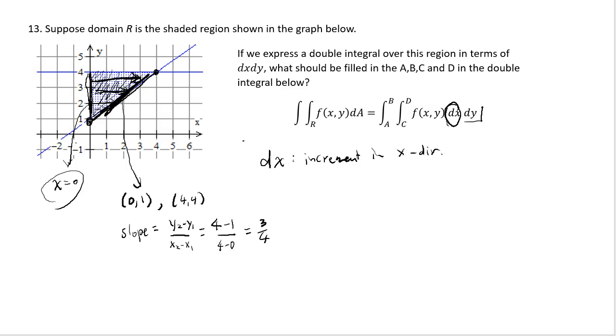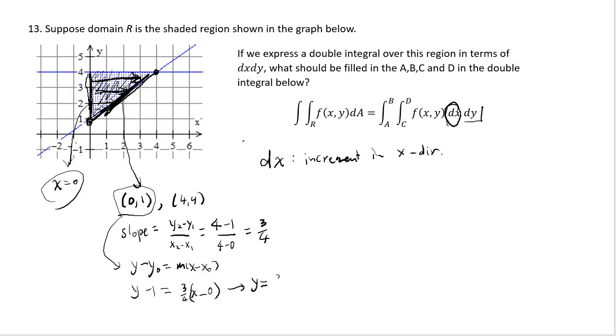Then you select one of the coordinates to put into the point-slope form. The point-slope form is y minus y0 equals m times x minus x0. So you have y minus 1 equal to 3/4 times x minus 0, and that simplifies to y equals 3/4 x plus 1.